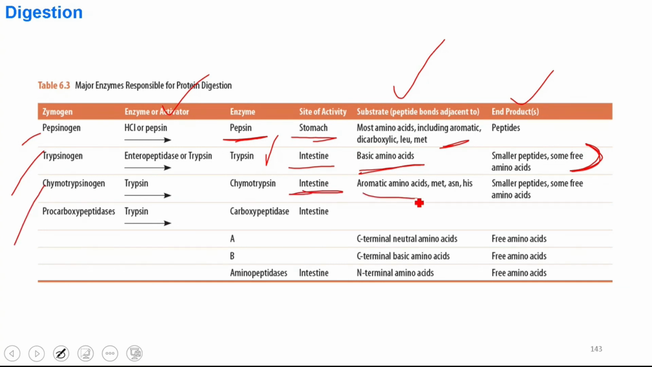इस तरह काइमोट्रेप्सिन है, काइमोट्रेप्सिन भी इंटेस्टाइन में होता है, ये एरोमेटिक पे एक्ट करता है. ठीक है, इस तरीके से प्रोकार्बोक्सी पेप्टाइडेज एक एंजाइम है, ये कार्बोक्सी पेप्टाइडेज में कन्वर्ट होता है, ट्रिप्सिन की मौजूदगी में होता है, और ये इंटेस्टाइन में होता है. ठीक है, अच्छा चलो बस यहां तक.